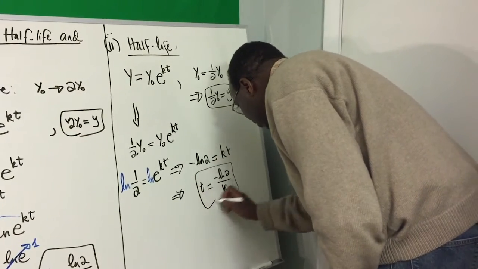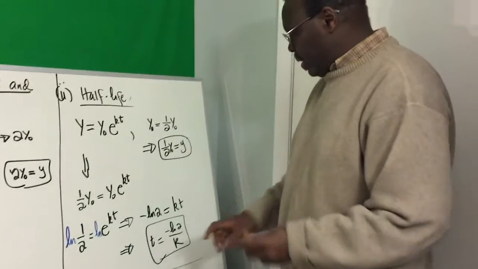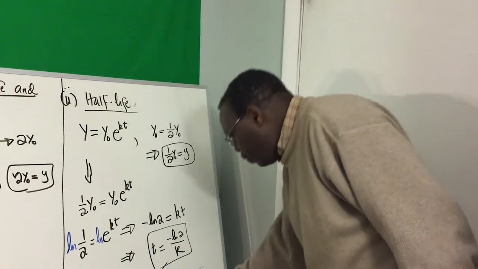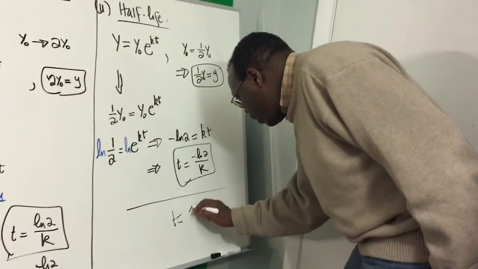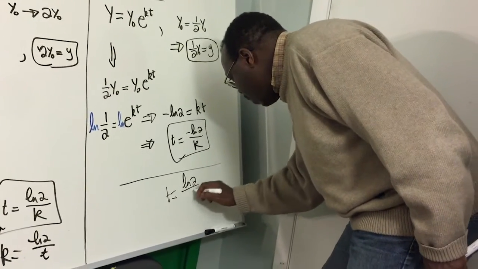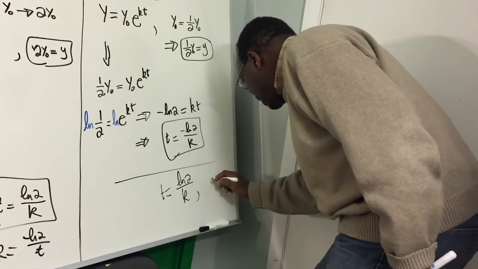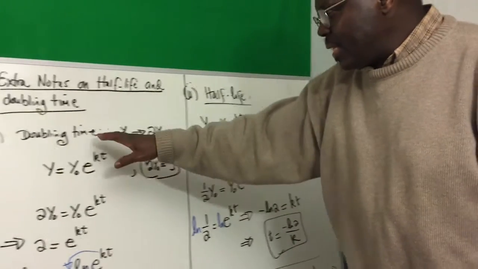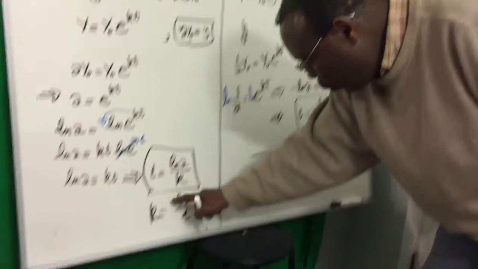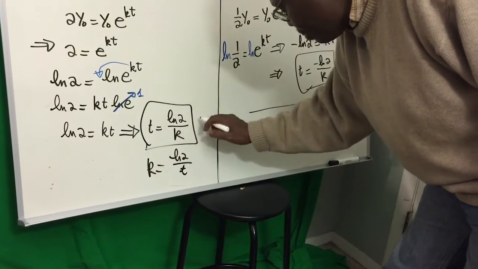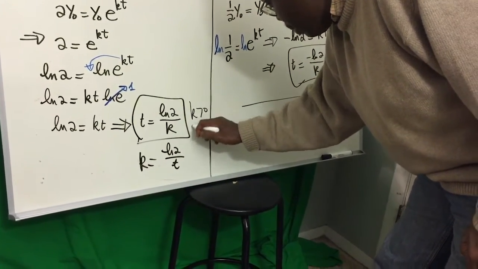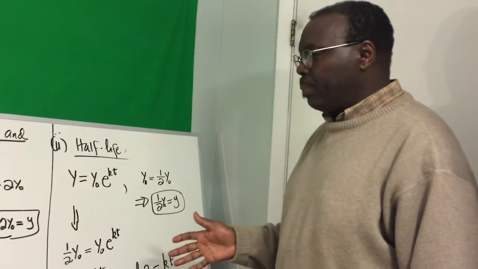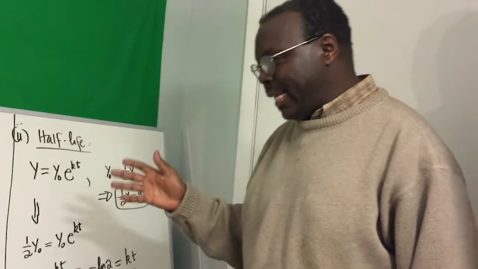This is half-life. For half-life, this is negative. If the negative sign is not there, we can write it this way too, ln 2 over k, in which case k must be positive, like the previous one for doubling time. Now, next thing is to do an example to show you how you apply this.